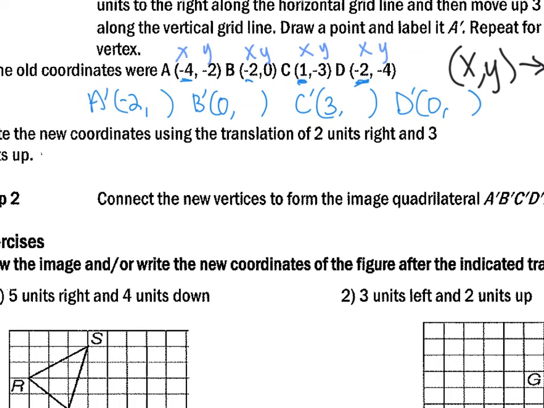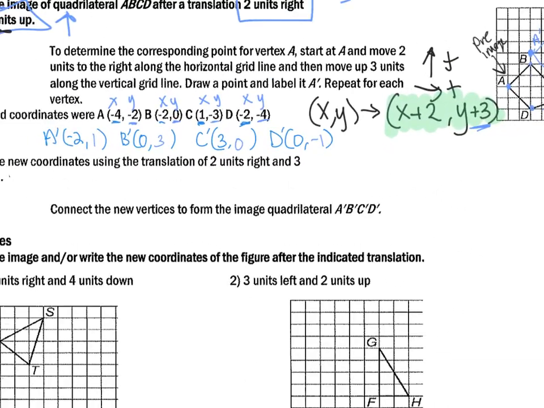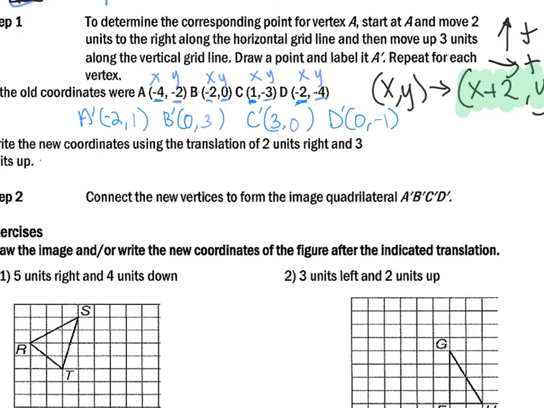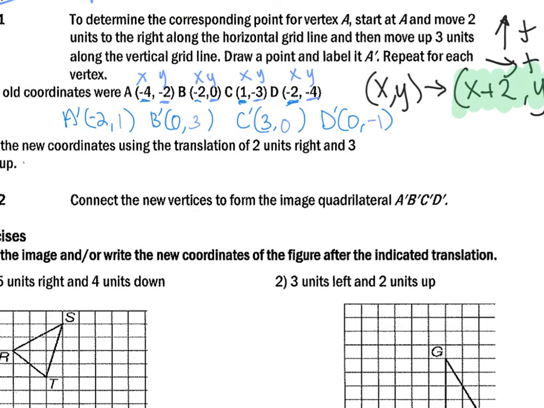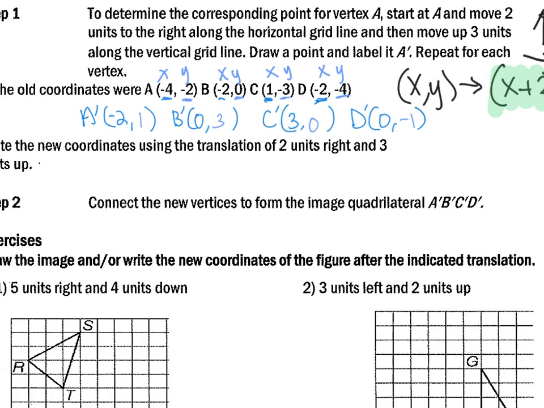So -2 plus 3 is going to be +1. 0 plus 3 is 3. -3 plus 3 is 0. -4 plus 3 is -1. Okay, so if you're just given coordinates and how it's going to move, or if you're given the algebraic representation, then this is what you want to do. All you have to do is add or subtract your coordinates. In this case, they were both positive, so that's why I added them.